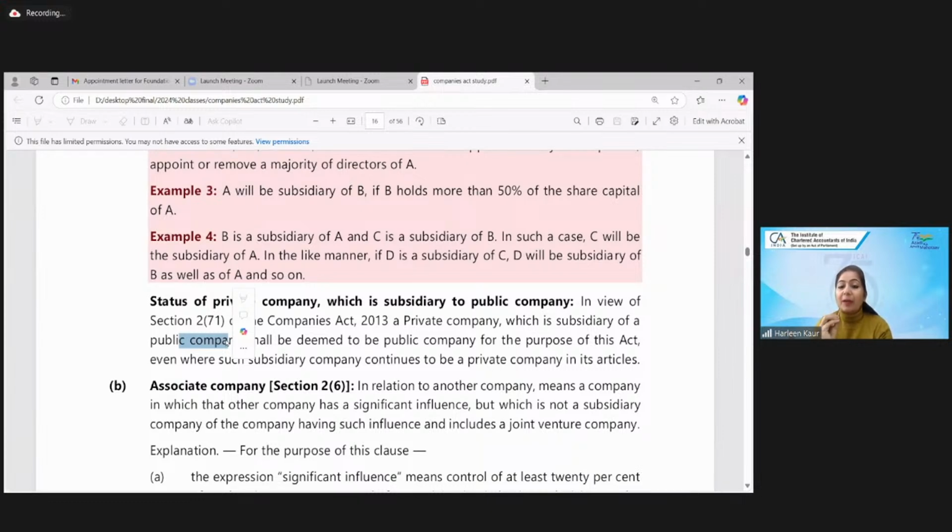Then AB Private Limited shall be deemed to be a public company for the purpose of this Act, even if it continues to be a private company in its articles. Means as per your articles of association, you will be a private company, but for all the compliance of this Act, you will be treated as if you're a public company. So whatever procedures and compliance are applicable to a public company will now become applicable to AB Private Limited.